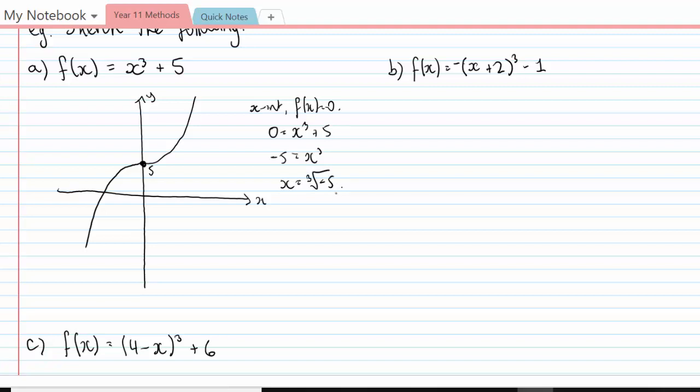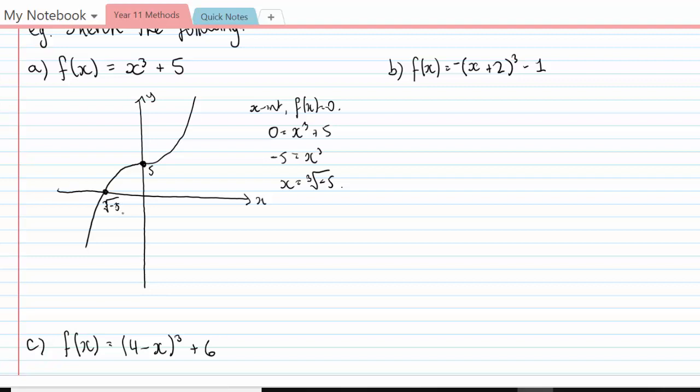Now this is a little bit different to the square root. Because when we did quadratics, if you took the square root of -5, you would have said that there's no solution. That's because it's an even root. When we have an odd root, like a cube root or a fifth root or anything like that, we can actually take those roots of negative numbers. So I'm just going to label this point here as the cube root of -5.